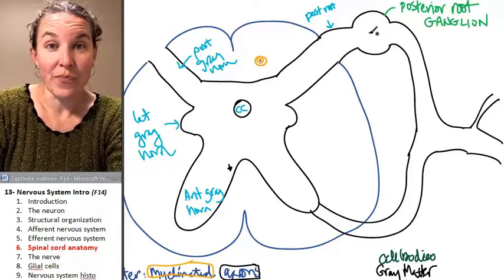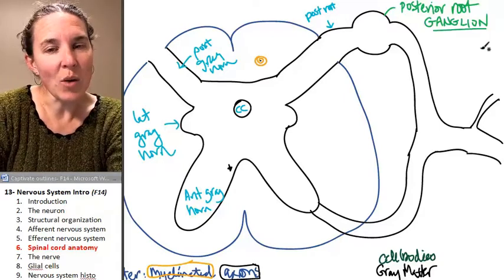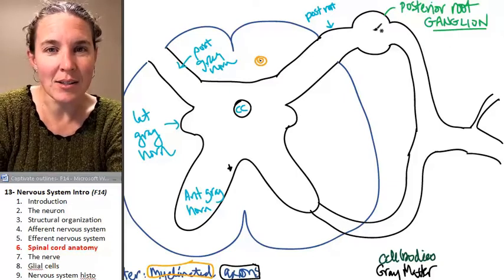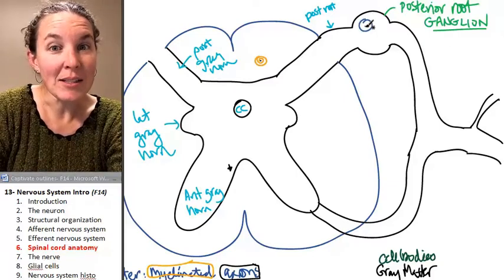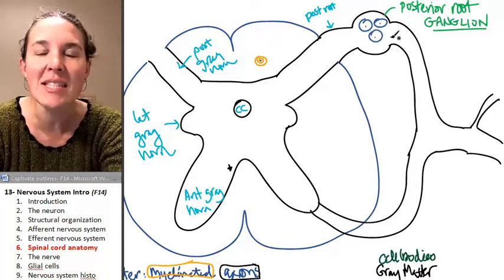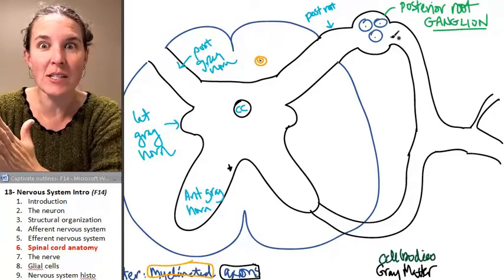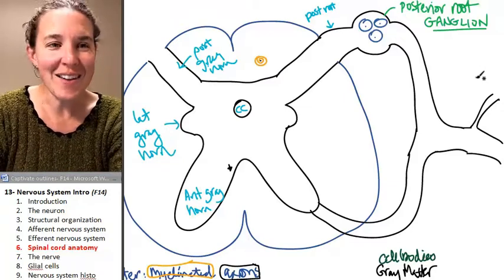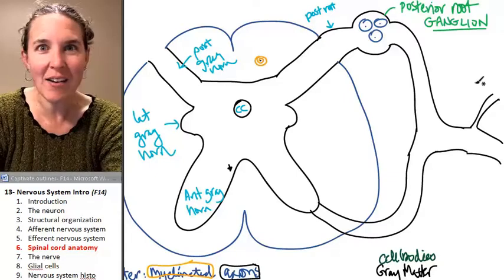Here's the root. It's a ganglion, which means what's in there? Dudes and dudesses of a feather. That means there's cell bodies in there, right? A bundle of cell bodies in the peripheral nervous system is called a ganglion. Does that make you kind of excited? Putting the pieces together, I love it.